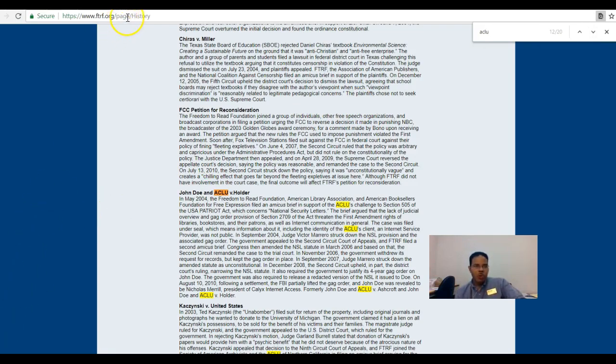If you want to see some of the issues that ACLU, or some of the cases that ACLU has litigated in the spirit of intellectual freedom, then you can go to www.ftrf.org/page/history. You should see that hyperlink up there.